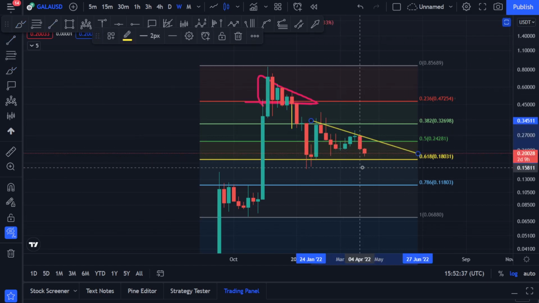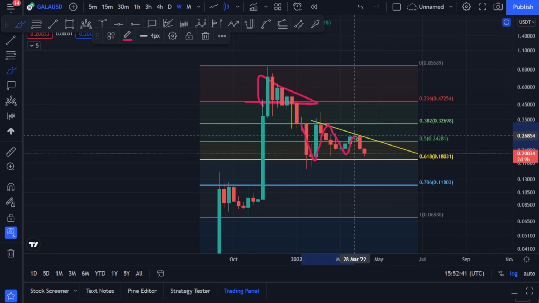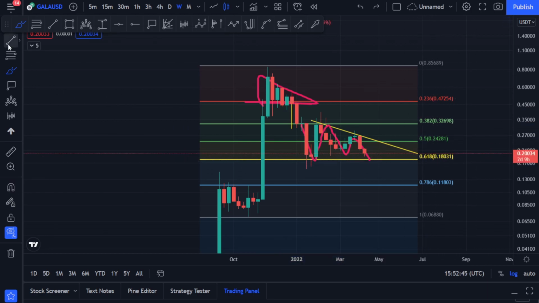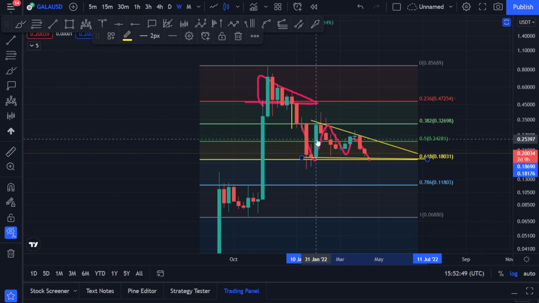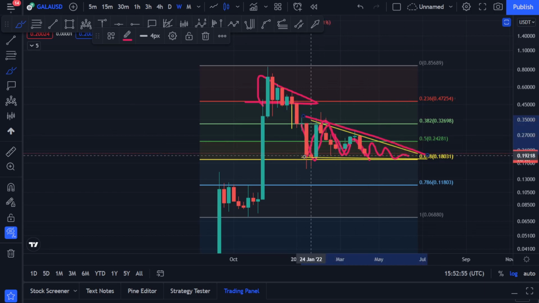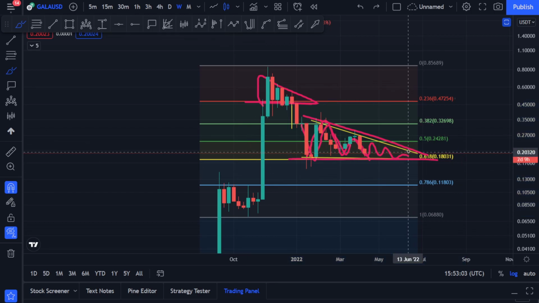So now you can see it's trying to make this descending triangle formation. But this is the support. Basically, the 0.618 is your support level right over here, and then the price is just playing in this pattern. So whenever you break this resistance or you break this support, this is where the decision is going to be. And usually descending triangles are bearish patterns, but they do break towards the upside as well.